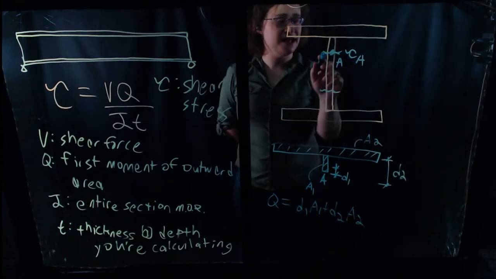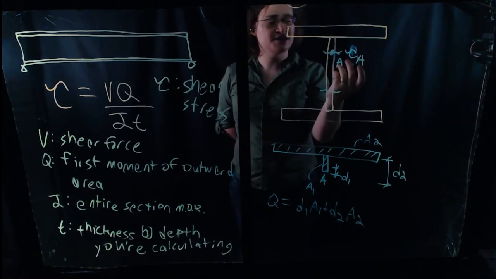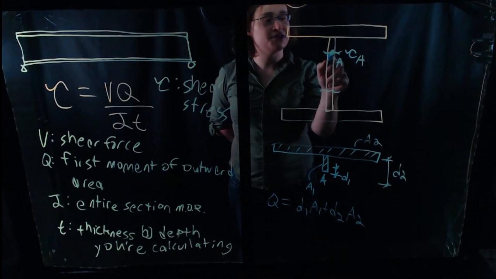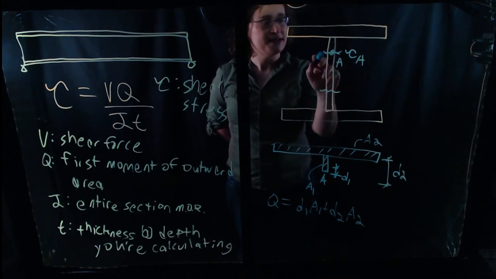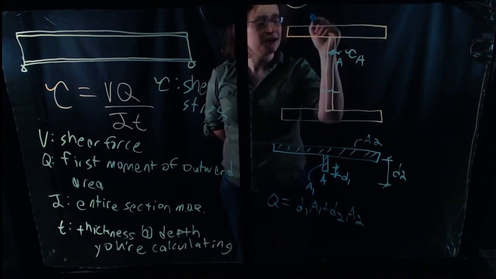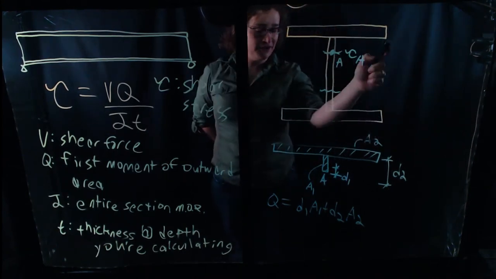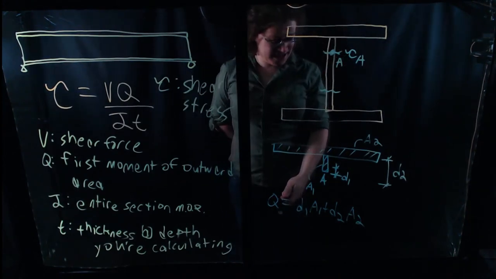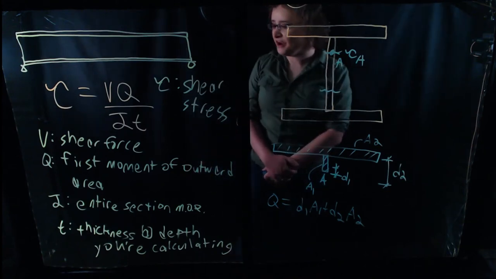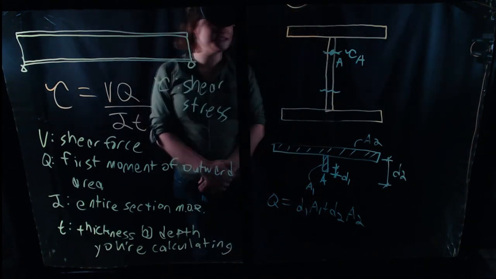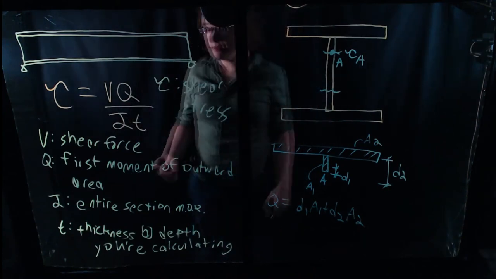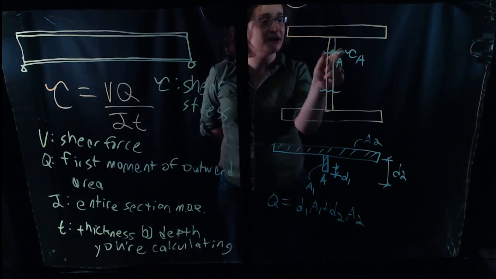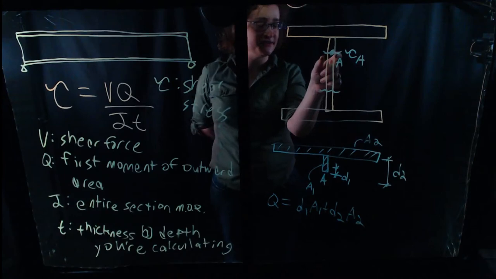So if we cut A here, again, the first moment of outward area, to determine which direction we look, we say, okay, which direction brings us to the exterior surface first? And when we're right here, the closest distance is up here. And so we cut out this shape here, the shape between the cut and the exterior surface, and we calculate the first moment of outward area therein. I is simply going to be the moment of inertia of the entire shape, and T is the thickness. So if you're cutting at A here, the thickness would be this distance, the thickness of the web.